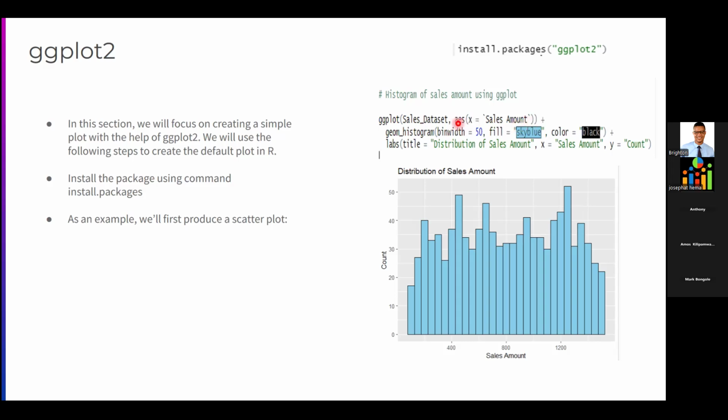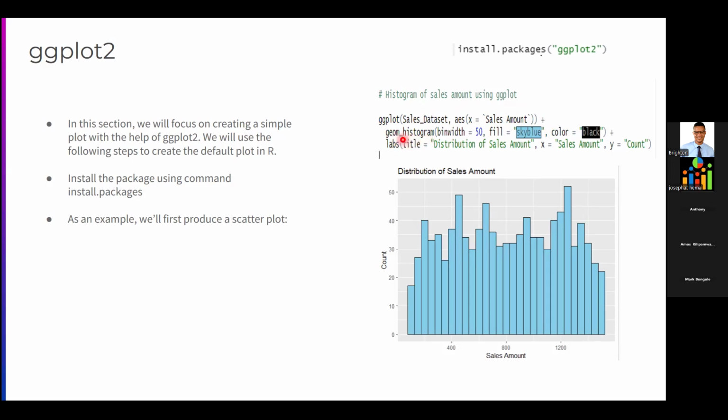Then you close the aes. So when you jump out of aes here, you have already specified what portion of the data that you want. We want only the x-axis. Then we are going to concatenate this with a special function which is called geom_histogram. So this is used to create the histogram.